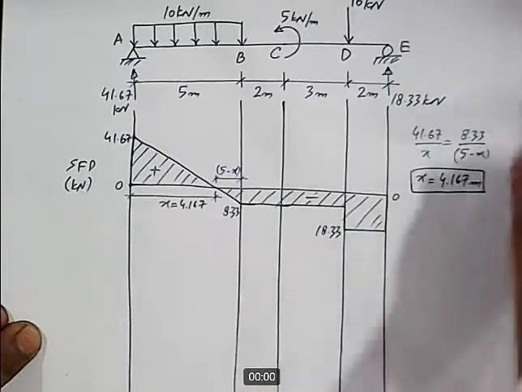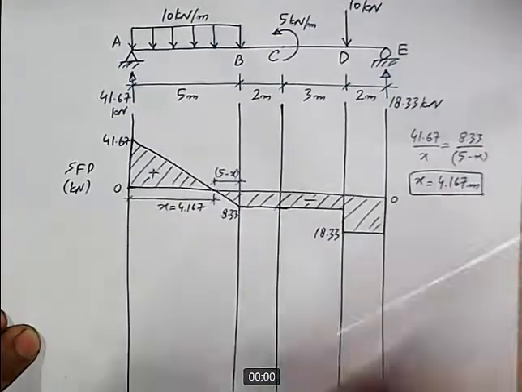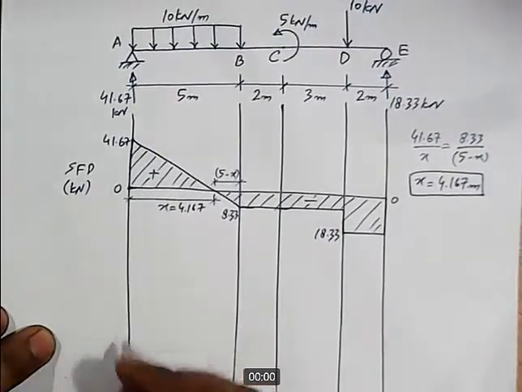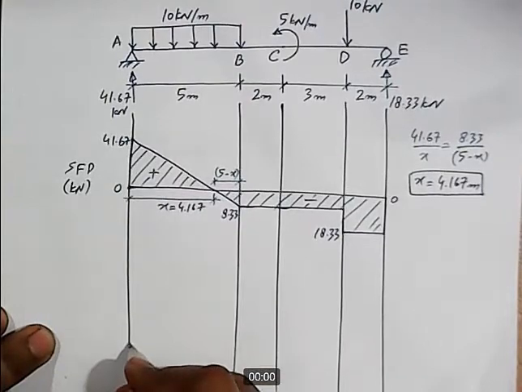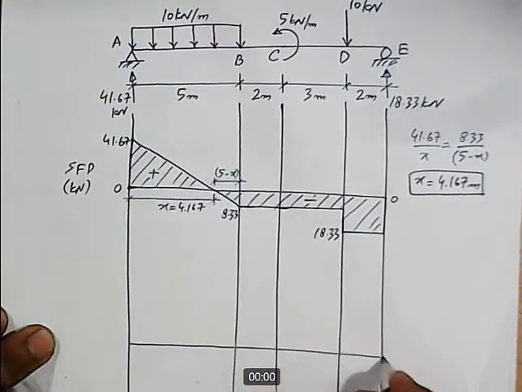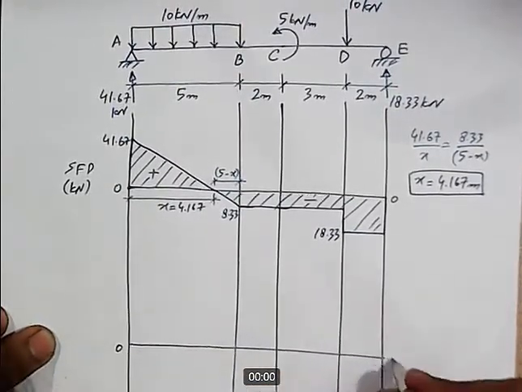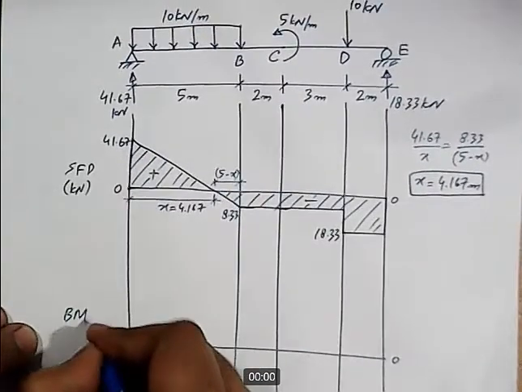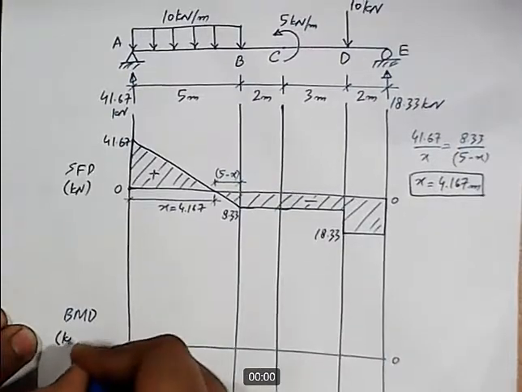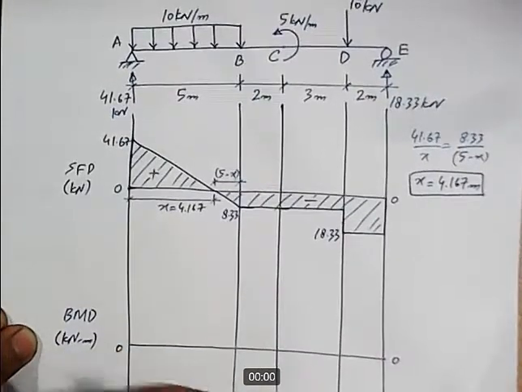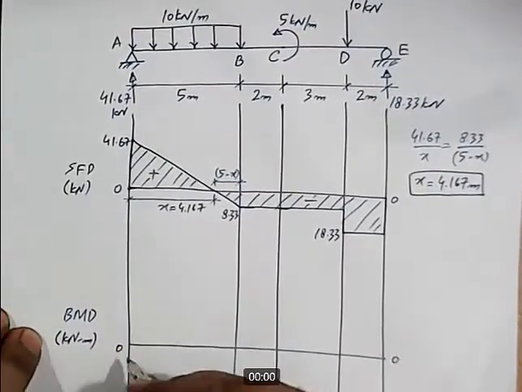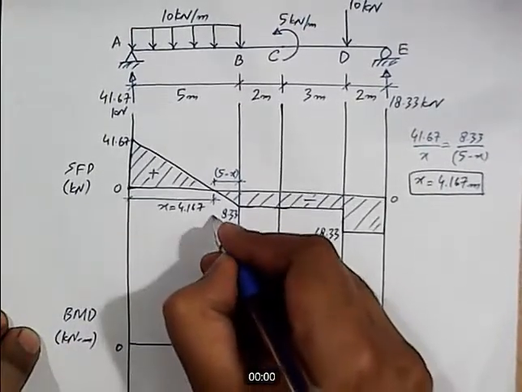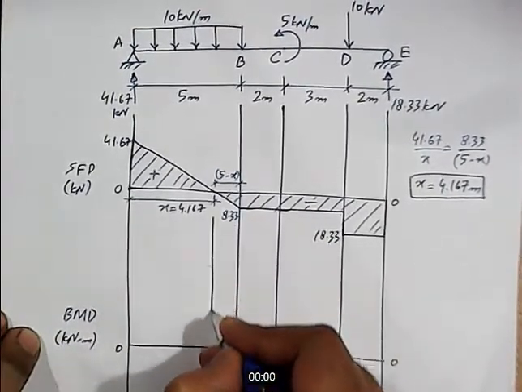Now let's move to the plotting of the bending moment diagram. And this is our 0 line. We are plotting BMD and our units are kilonewton meter. Okay, we need to draw another guideline here.